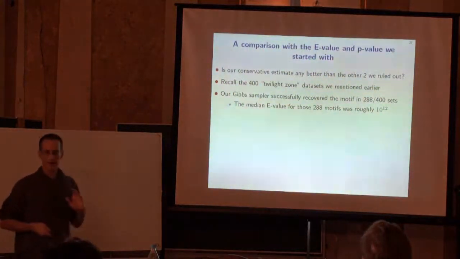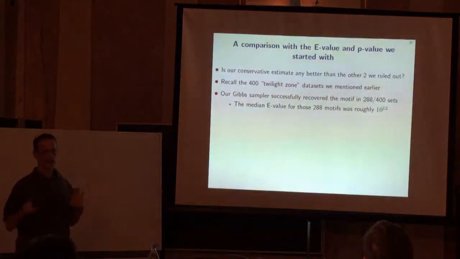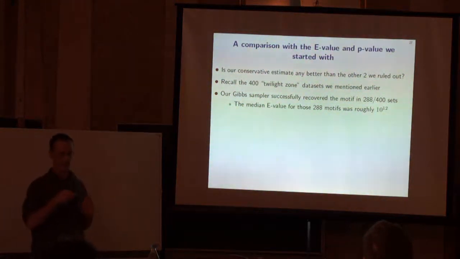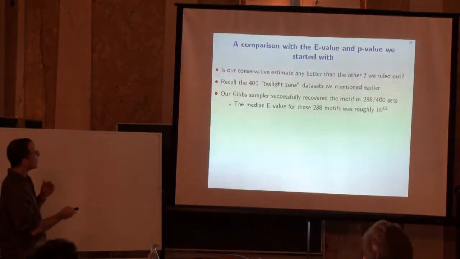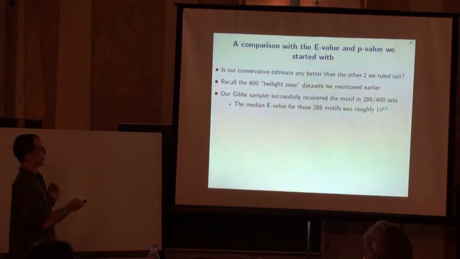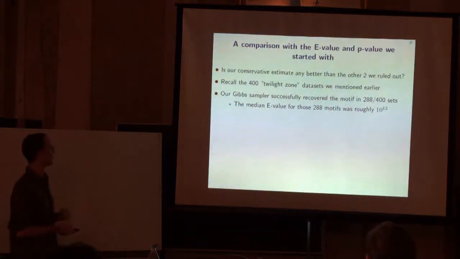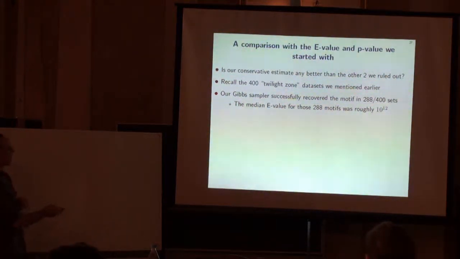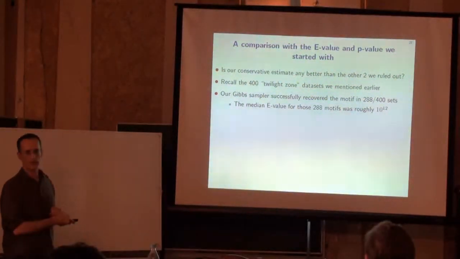So let's compare quickly the e-value and the p-value with the conservative estimate I just introduced. Recall again the 400 Twilight Zone search data sets I mentioned before. 288 of these were successful runs. The median e-value, I remind you, was 10 to the 12, certainly way too conservative. All of these would be thrown out.